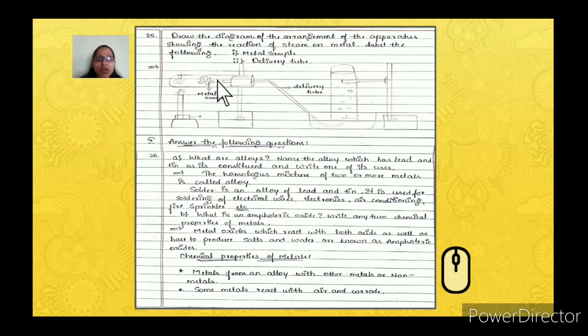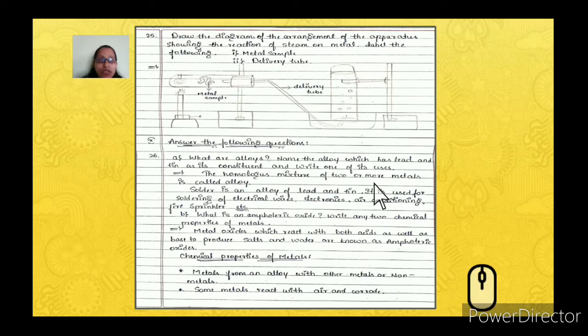And the steam that passes through the metal sample, it passes through the delivery tube, and here it goes through the top and to the inverted test tube, and the gas collects here. So you can see that this is the arrangement of the apparatus and the way you need to draw the diagram. So coming on to the next question, what are alloys?